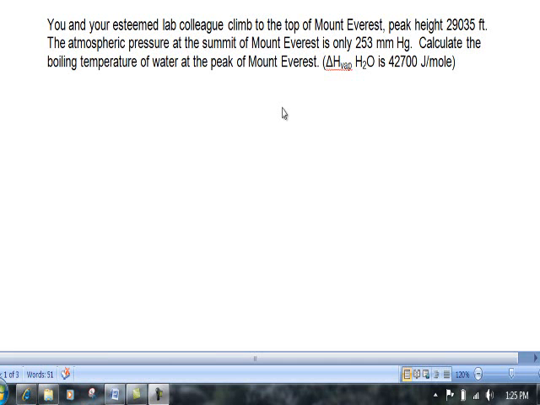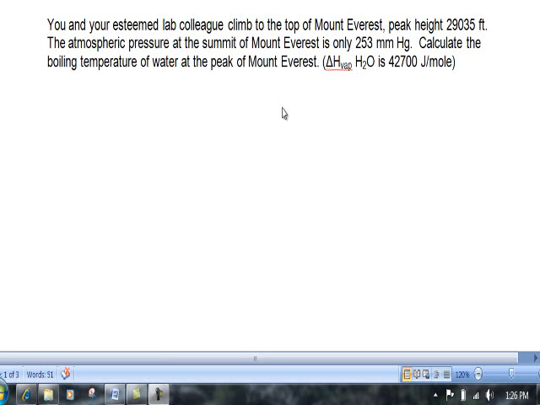Let's take a look at a boiling point problem. At first glance, it appears this problem does not provide enough information to solve the problem. However, there's some information that we know that's not provided in the problem. That would be that we know the boiling point of water at 1 atmospheric condition is 100 degrees Celsius.